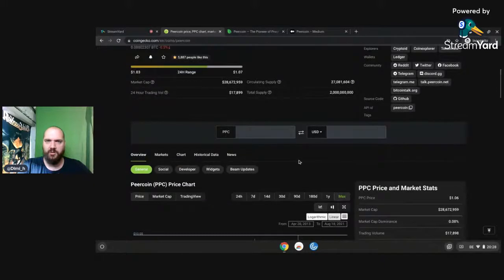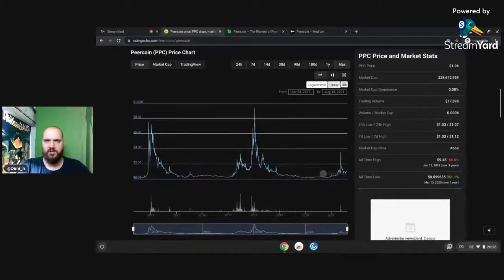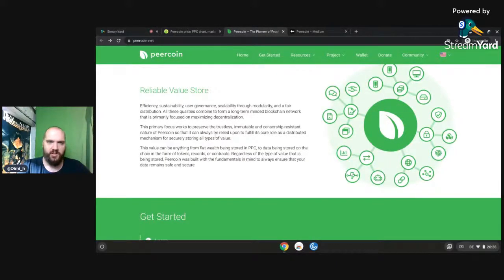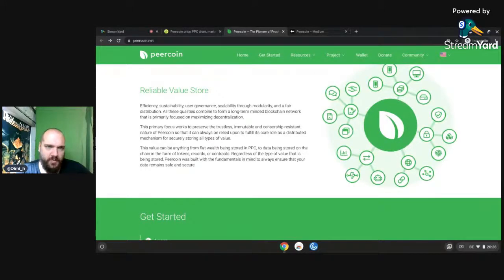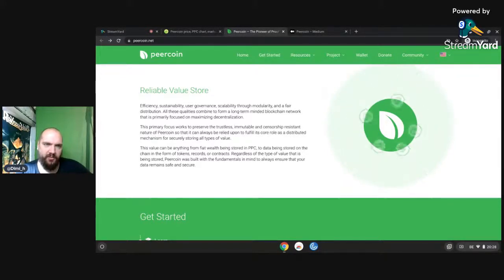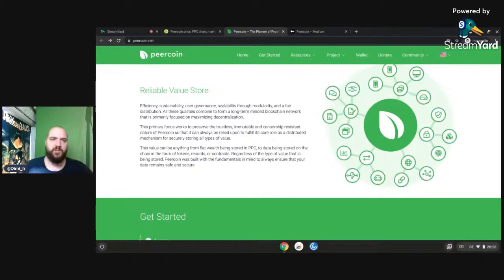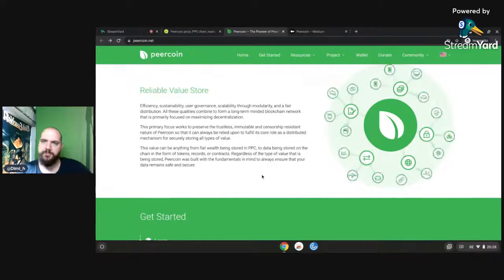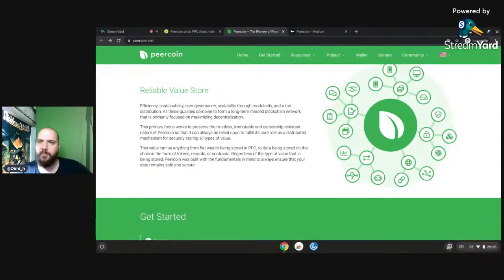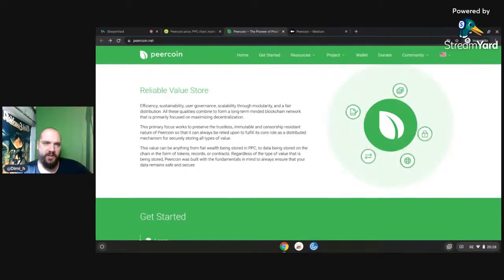However, what I do find odd is they say it's an inflationary coin, but they have a total supply of 2 billion. So I'm a bit baffled by it. It means something is off, or something of the information I'm receiving here is not entirely correct. So that's a big question mark. Anyway, this value can be anything from FAIR12 being stored in PPC to data being stored on the chain in the form of tokens, records, or contracts. So, in a sense, it's a little bit like Ravencoin, I dare say.